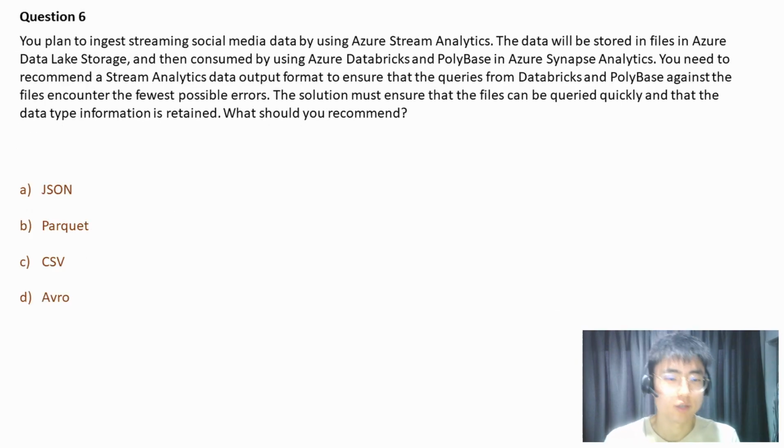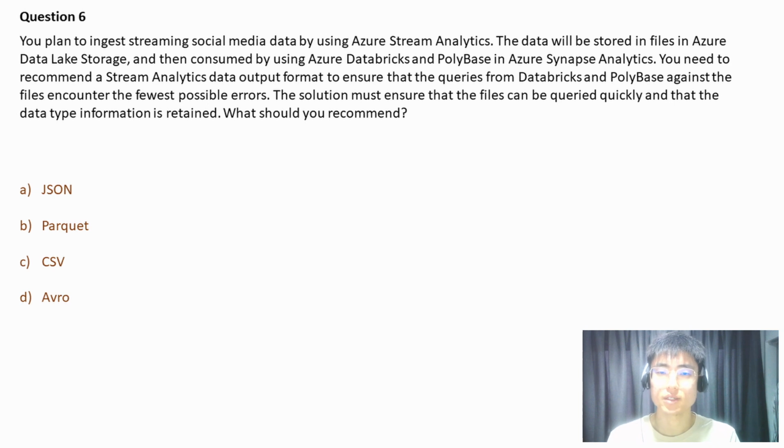Question 6. You plan to ingest streaming social media data by using Azure Stream Analytics. The data will be stored in files in Azure Data Lake Storage, and then consumed by using Azure Databricks and Polybase in Azure Synapse Analytics. You need to recommend the Stream Analytics data output format to ensure that the queries from Databricks and Polybase against the files encounter the fewest possible errors. The solution must ensure that the files can be queried quickly and that the data type information is retained. What should you recommend? The question is to do with data compatibility with Azure services.